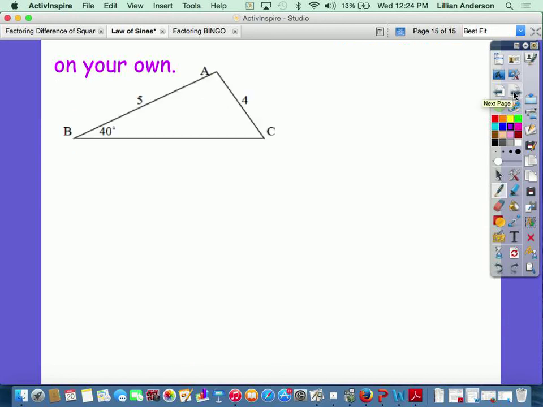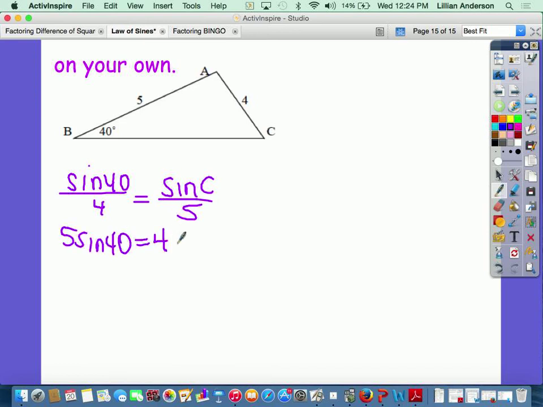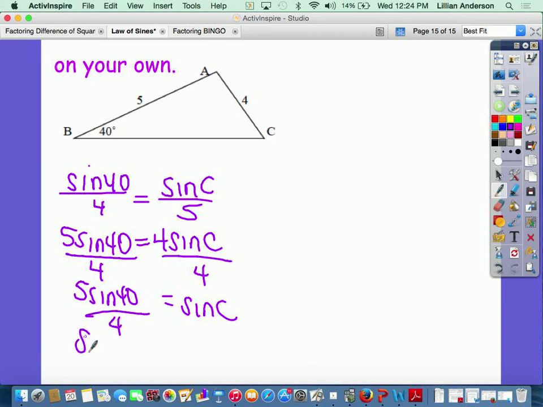This example. Okay. Here we go. Which angle should I find first? C. Sine 40 over 4 equals sine C over 5. The same setup as before. Cross multiply. Divide both sides by 4. 53.6. Then I take the sine inverse of this. And what? 53.43.